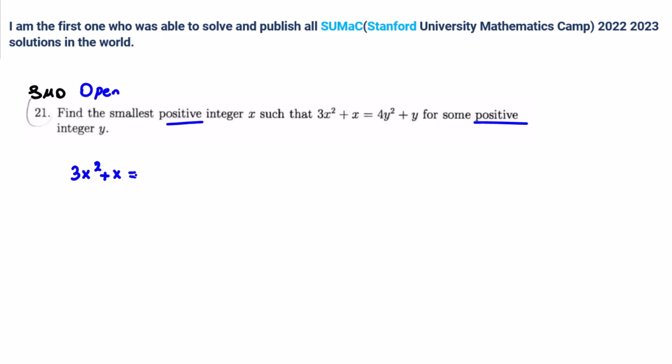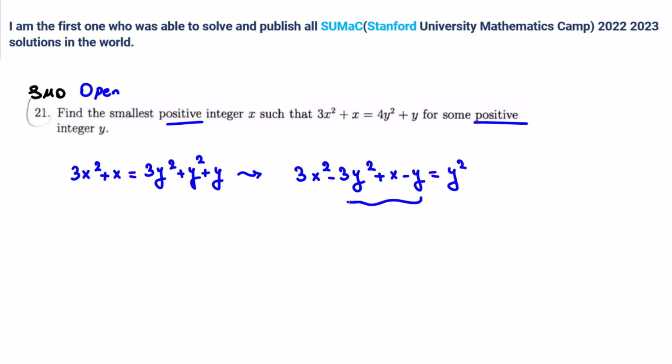So let's write like this. It's 3x squared plus x equals 3y squared plus y, right? Yeah. Then we can say 3x squared minus 3y squared plus x minus y is equal to what? 0. Oh no, y squared. Yeah, so what can we do with the left hand side? That's 3 times x plus y times x minus y.